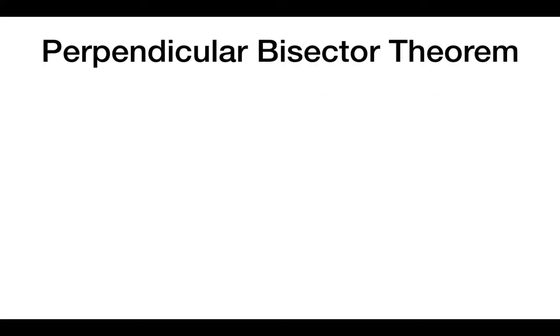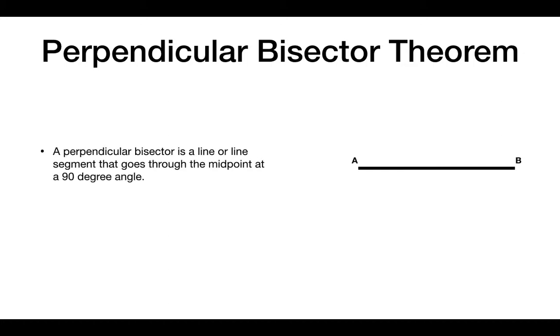So first we're going to be talking about the perpendicular bisector theorem. This right here is a line segment. Now you might be asking, what's a perpendicular bisector? A perpendicular bisector is a line or line segment that goes through the midpoint at a 90-degree angle.